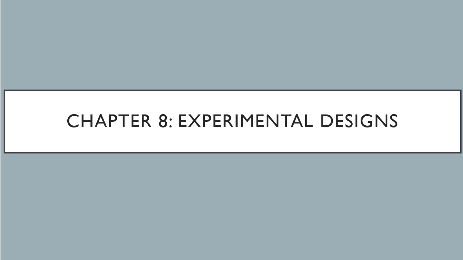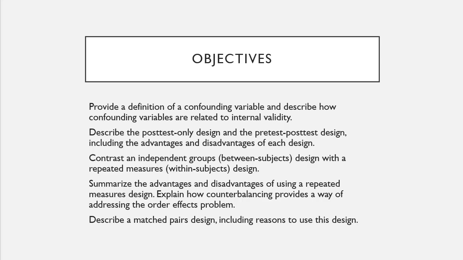Let's take a look at the objectives and get into the lecture. A few of the objectives that we have for this lecture is to provide a definition of what a confounding variable is and describe how they are related to internal validity. The good news is that we've already covered confounding variables somewhat way back in Chapter 2, so I don't think that this is going to be a lot of review that we need to go through, but it is something worth mentioning again so that we can resituate the confounding variable in terms of the experimental design.